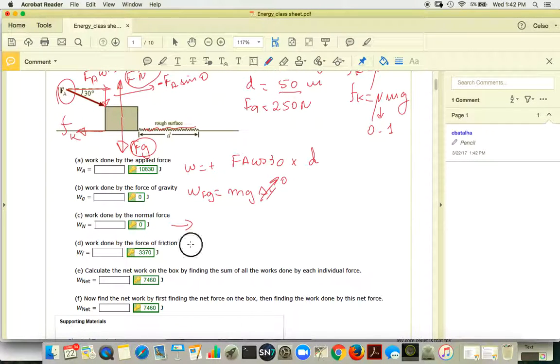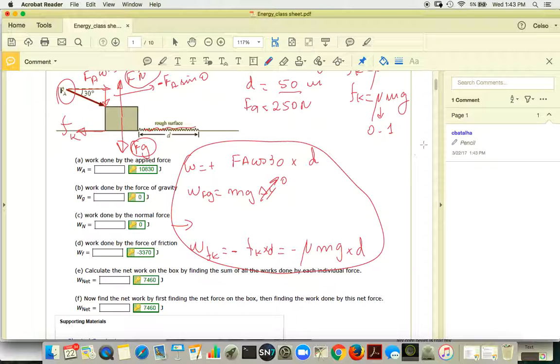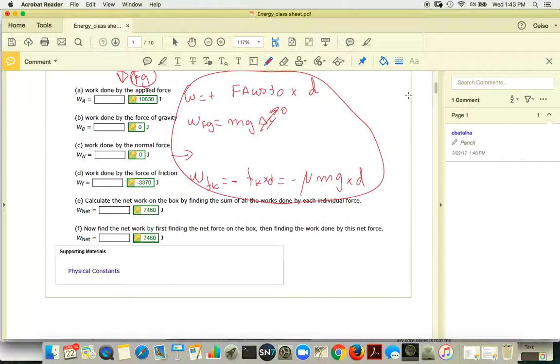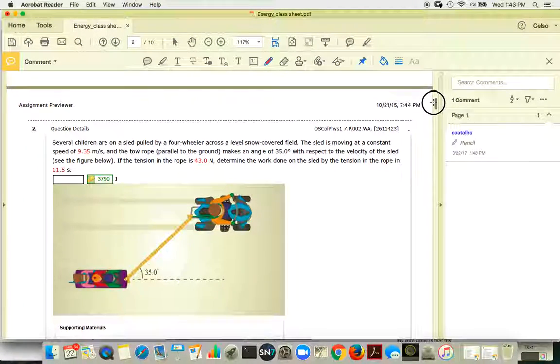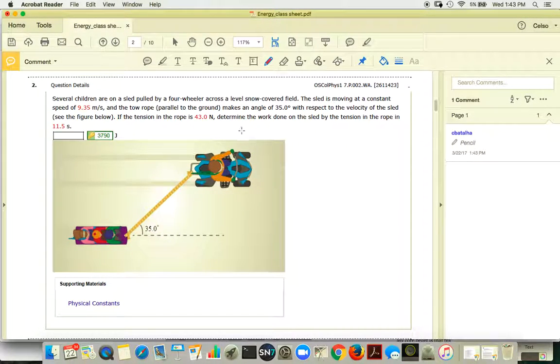The work done by friction would be a negative work, given by the friction itself times the displacement, and that is negative mu k mg times the displacement. Then you calculate that, and the net work would be given by summing up all the works, the net of all forces. This number is going to be equal to the change in kinetic energy, from the work-kinetic energy theorem. Okay, next one.